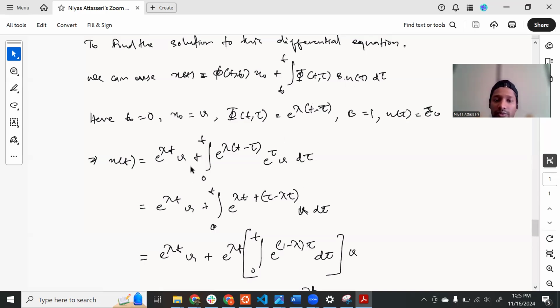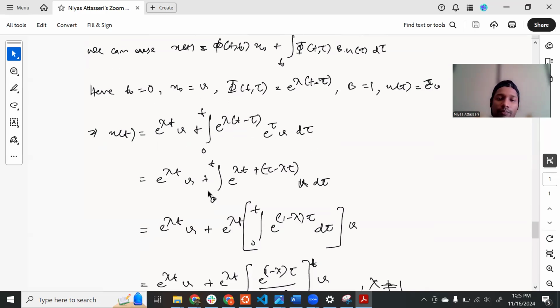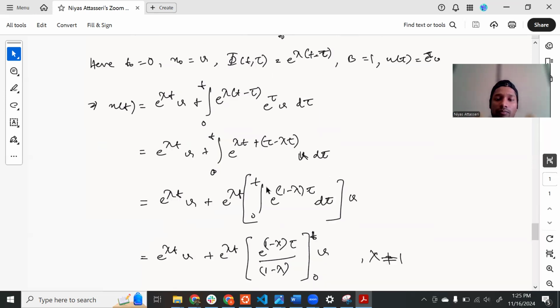Okay, e raised to lambda t v plus integral 0 to t e raised to lambda (t minus tau) e raised to tau v d tau. Now what I'm gonna do here is taking this tau inside here because it's e raised to something multiplied by e raised to something, so it becomes e raised to this plus this. So it becomes lambda t plus tau minus lambda tau, because I have expanded this one. So lambda tau goes on the other side.